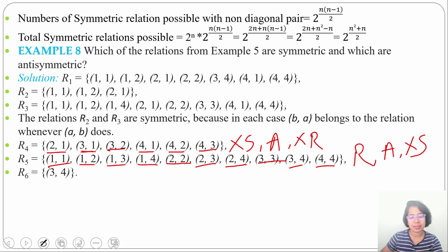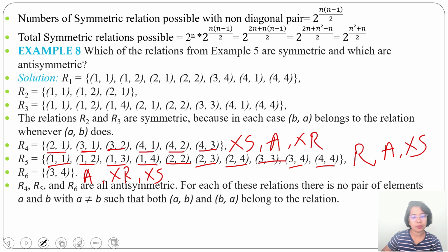Now R6, it contains just (3,4). It is antisymmetric, not reflexive and not symmetric. So we found R4, R5 and R6 are all antisymmetric. For each of these relations, there are no pair of elements A and B such that (A,B) and (B,A) both belong to the same relation. That's why these three are antisymmetric. R2, R3 are symmetric. R1 is neither symmetric nor antisymmetric nor reflexive.